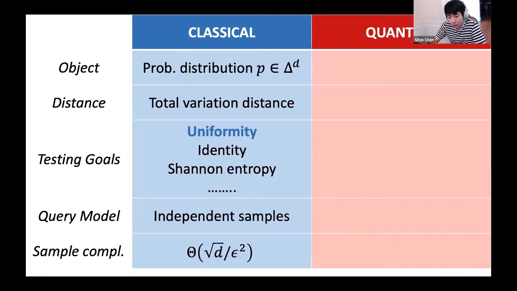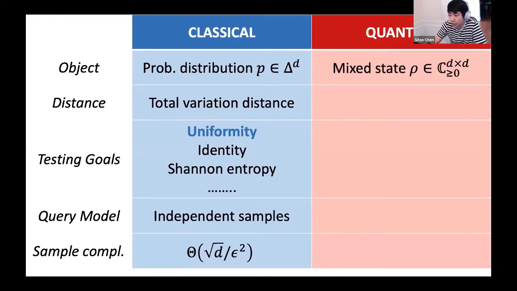By now, it's been known for some time that the sample complexity for uniformity testing is within a constant factor of root d over epsilon squared. You'll notice a salient feature of results in this testing literature is that the sample complexity needed to test these particular properties is substantially less than the number of samples you would need to actually learn the full distribution in total variation. So what happens in the quantum picture?